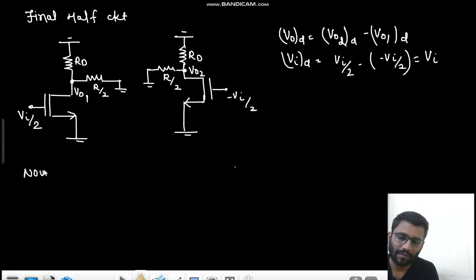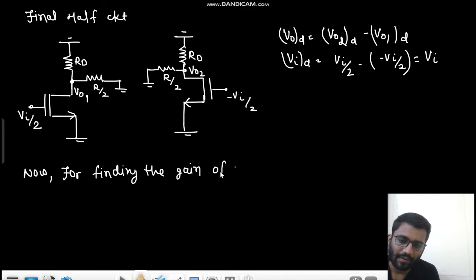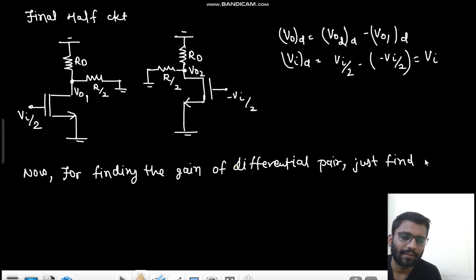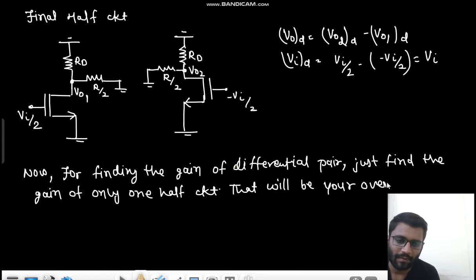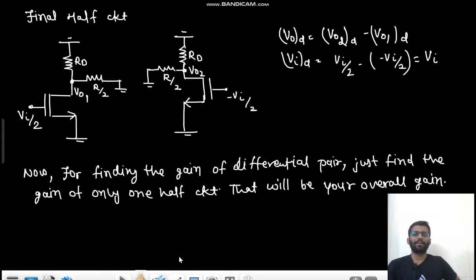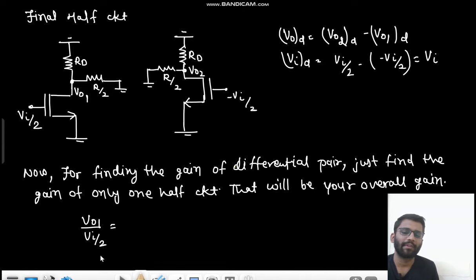Now, for finding the gain of differential pair, just find the gain of only one half circuit, that will be your overall gain. Okay, so what is Vo1 by Vin? What is Vo1 by Vin by 2?